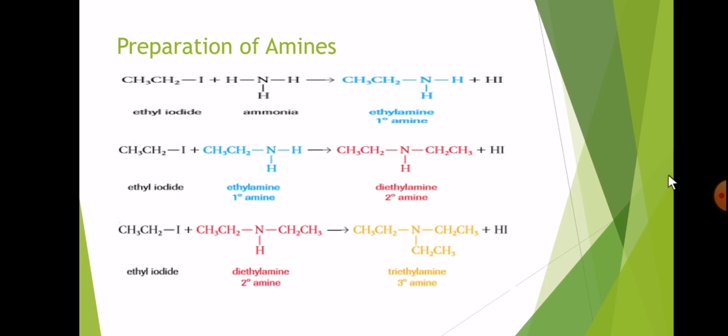We have to start with ethyl iodide and ammonia here. Ethyl iodide and ammonia. So we will get our ethylamine, a one node amine, with the byproduct hydrogen iodide. So H from this molecule and I from this molecule will make hydrogen iodide, and our first node amine we will get here after the reaction.